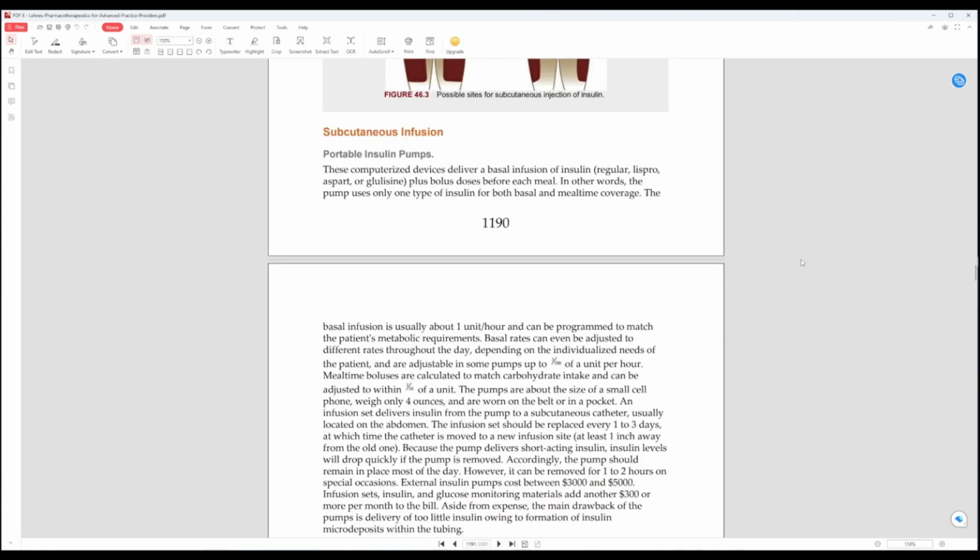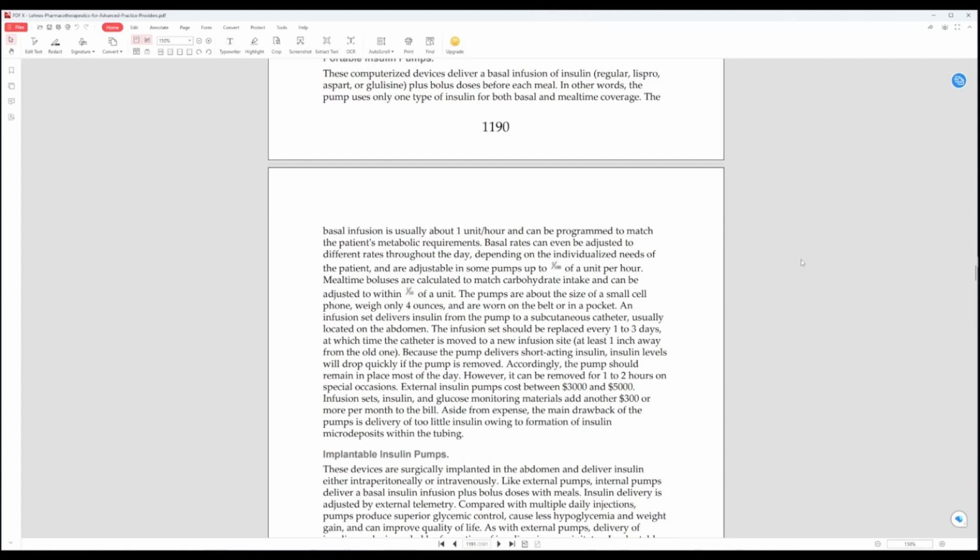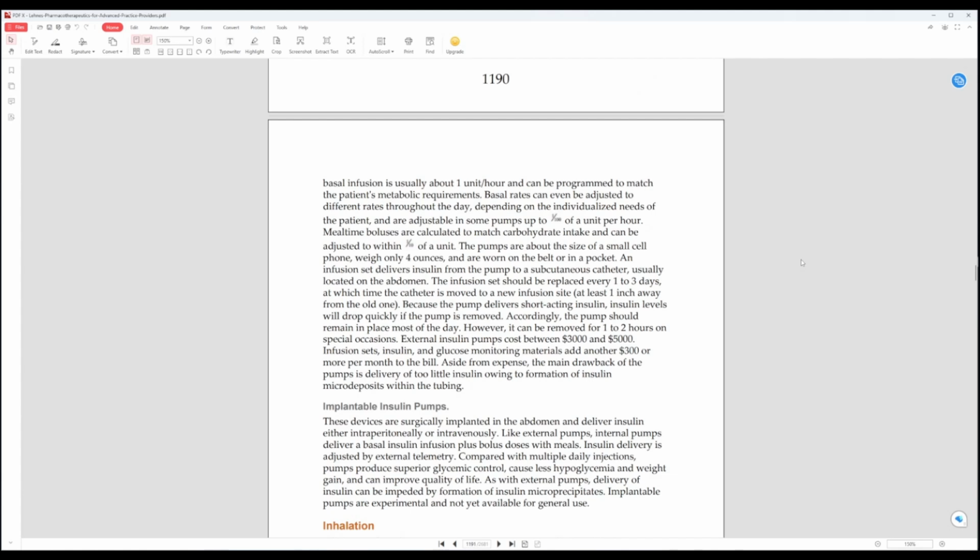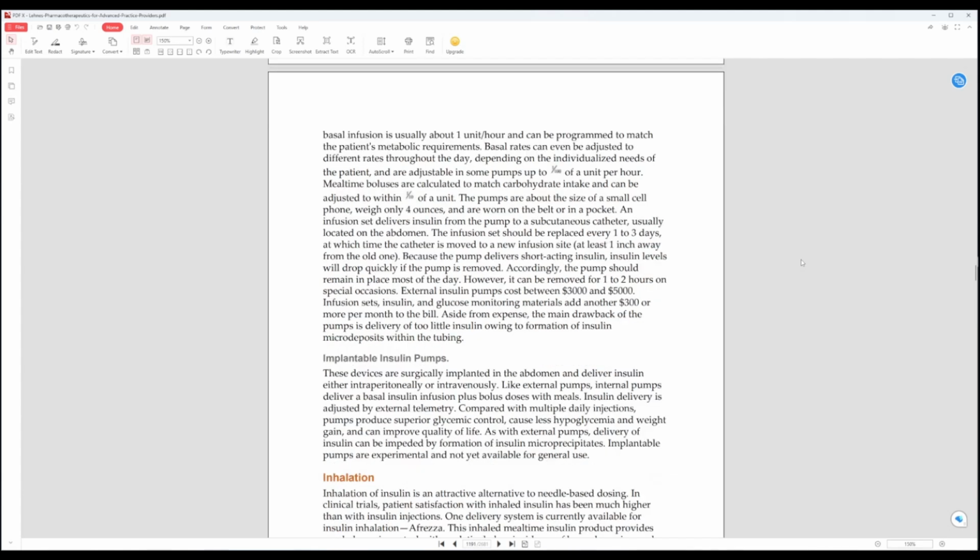Subcutaneous infusions, the portable insulin pumps. These computerized devices deliver a basal insulin infusion plus boluses or bolus doses each day before each meal. In other words, the pump uses only one type of insulin for both the basal and mealtime coverage. The basal infusion is usually about 1 unit per hour and can be programmed to match the patient's metabolic requirement. Basal rates can even be adjusted to different rates throughout the day, depending on the individual needs of the patient, and are adjustable in some pumps up to 1/100 of units per hour.